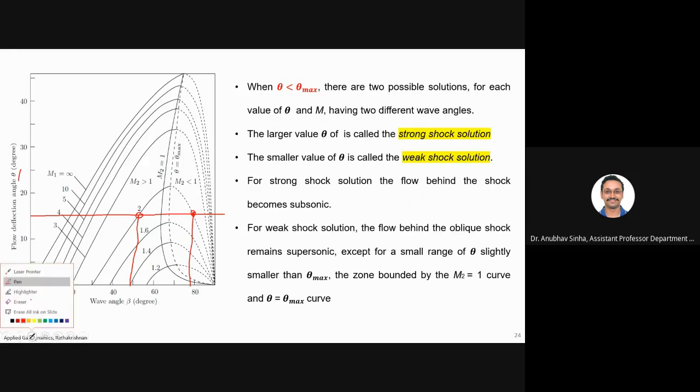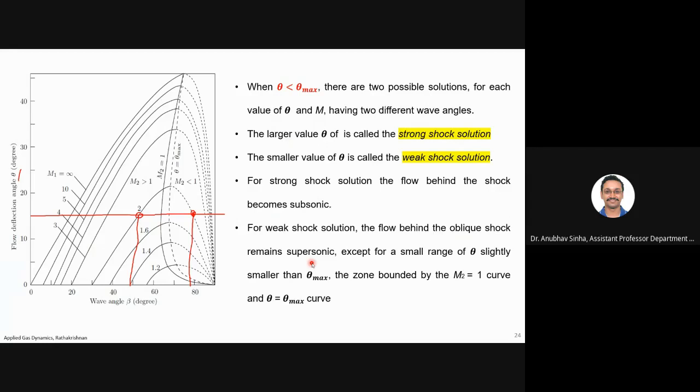So what is the difference, or why are there 2 values? The larger value, this one, is called the strong shock solution, and the smaller value is called the weak shock solution. For a strong shock, the flow behind the shock becomes subsonic. And for a weak shock, the flow behind the oblique shock still remains supersonic.